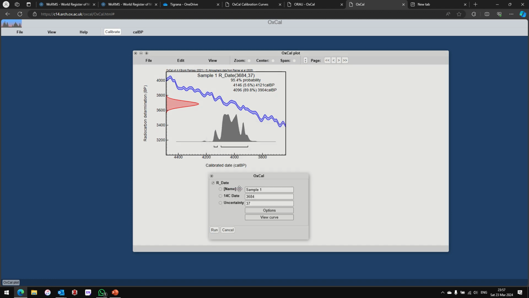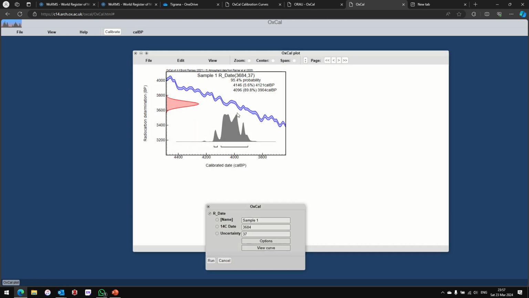And that is what I get. I really don't know if it's right or wrong. The purple curve is apparently the tree ring data, and I don't know how to interpret it because there is no secondary y-axis, or secondary x-axis.